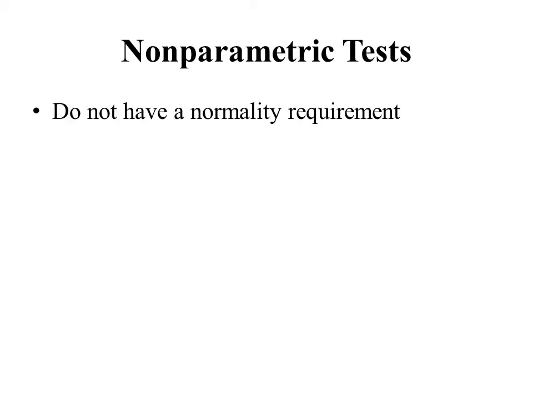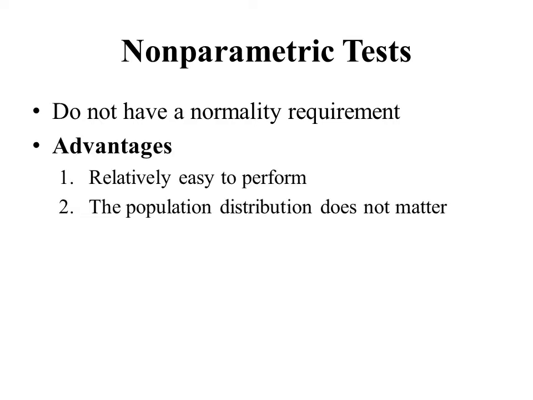In this chapter, we're going to talk about kind of the opposite of a parametric test, and that's a non-parametric test. What makes a non-parametric test is that it does not have a requirement about the distribution of the population. Specifically, it's not going to have the requirement that the population be normally distributed.